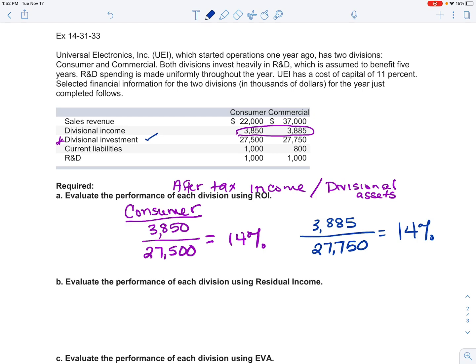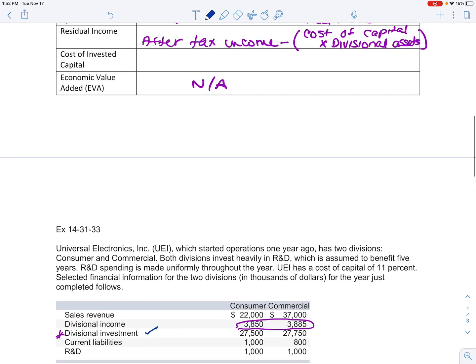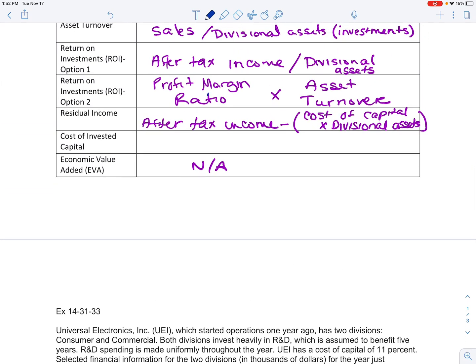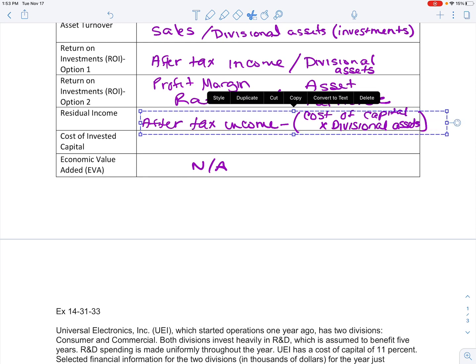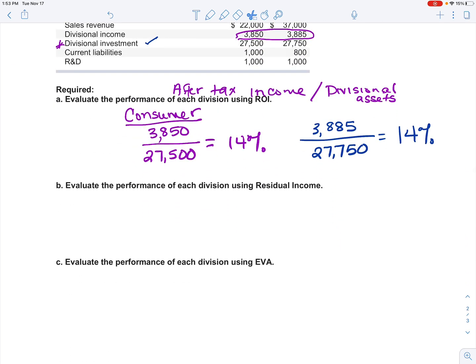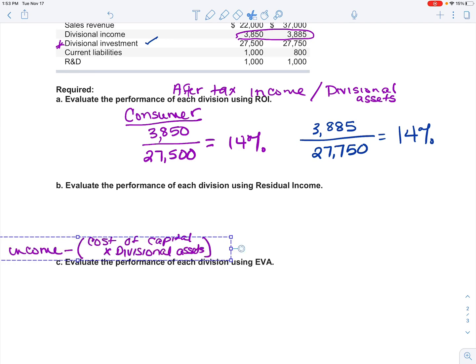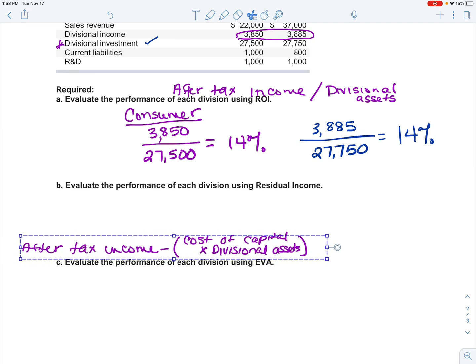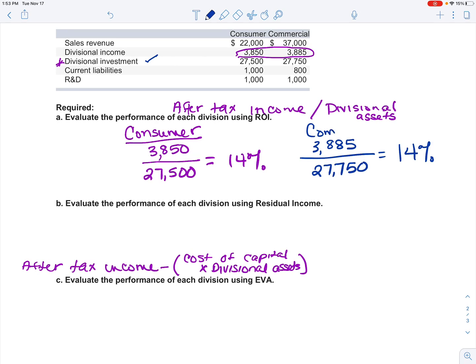So I'm going to look at residual income. Let me pull down that equation as well, so I don't have to go back and forth. I'll put this down here. Again, I'm looking at the two different areas, consumer versus commercial. This one was commercial. And we'll do these again.